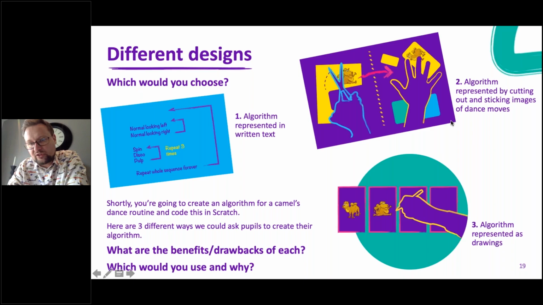So here we might choose to do it through pupils cutting out images of the camel in the different dance moves and lining those up, or perhaps drawing them out, or even, this is a favorite of mine, one pupil actually acts out the dance moves themselves, comes up with a sequence of dance moves and does them, and then another pupil watches that and then turns that into code.